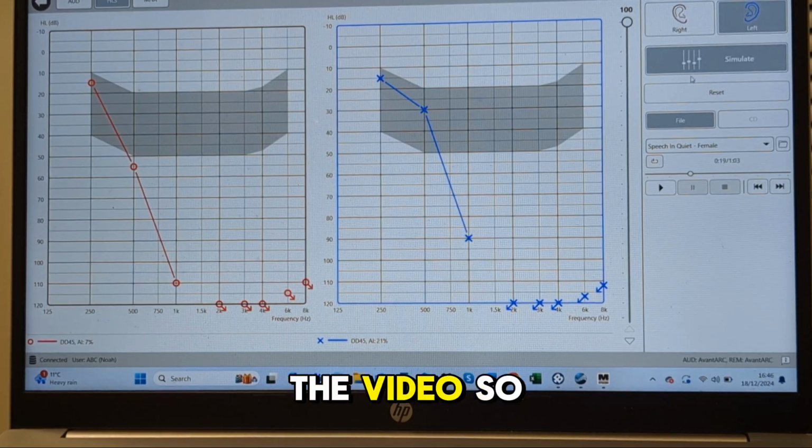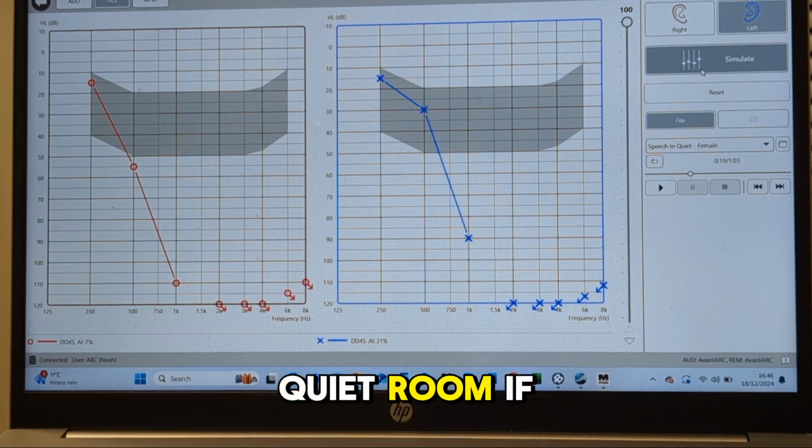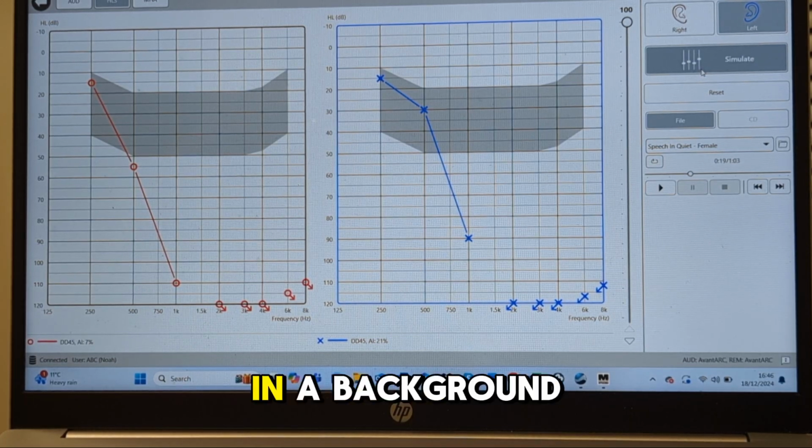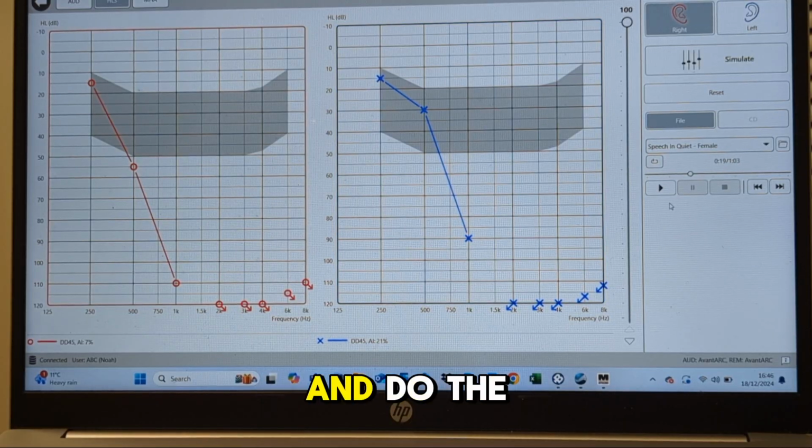I'm going to pause the video. So as you could tell, there's a murmur, very little distinction, and this is in a quiet room. If you place that individual in a background noise setting, they would significantly struggle to understand what's going on. They will be aware that there are voices, but it'll all just be a sort of mumble without any clarity whatsoever. That's without any hearing aid assistance. We're going to now toggle to the right side and do the same.